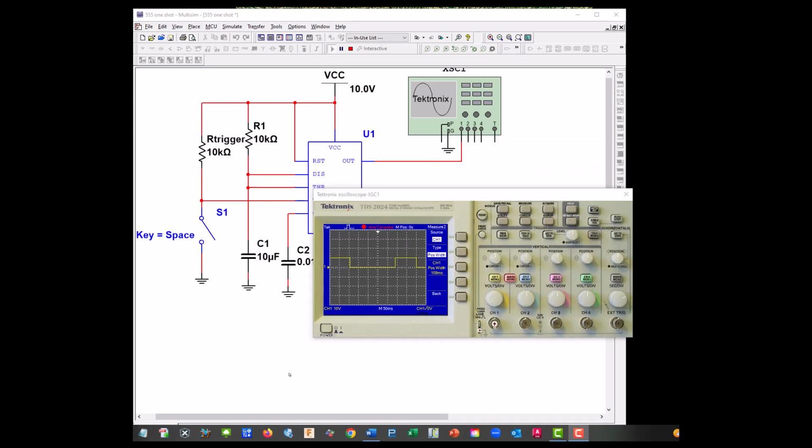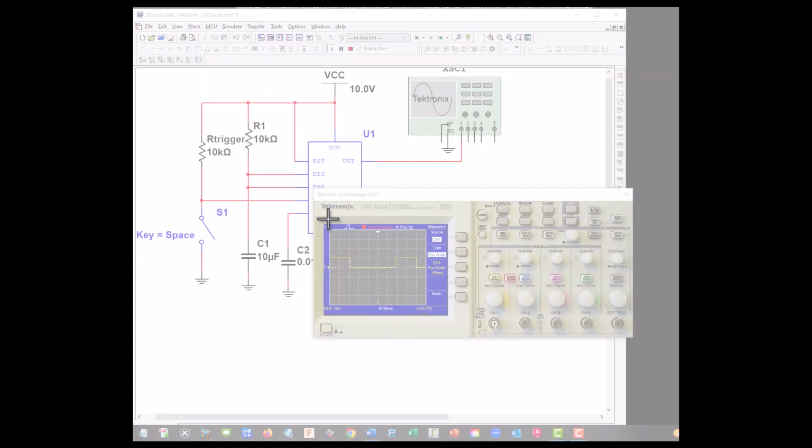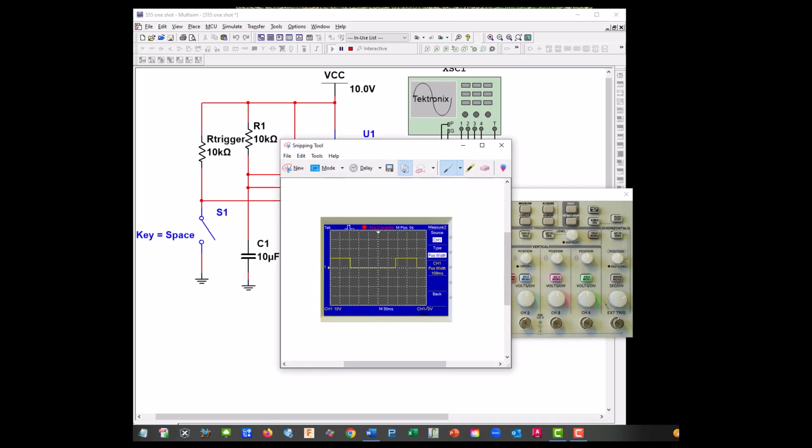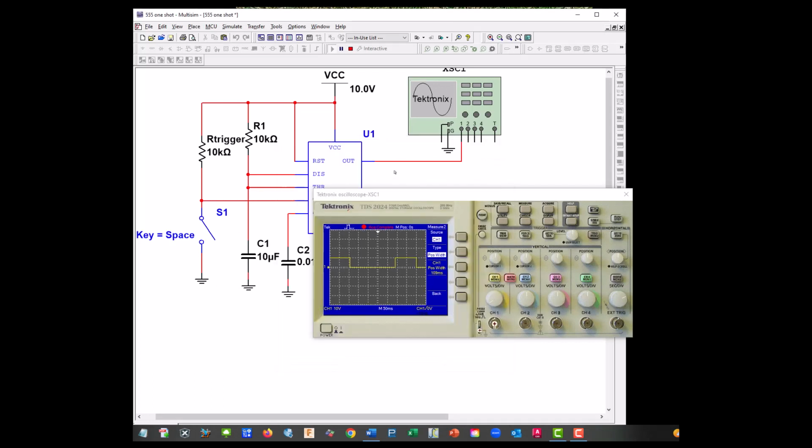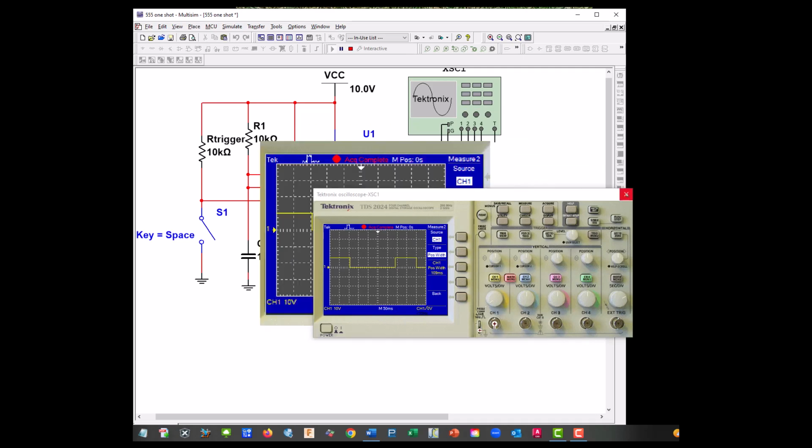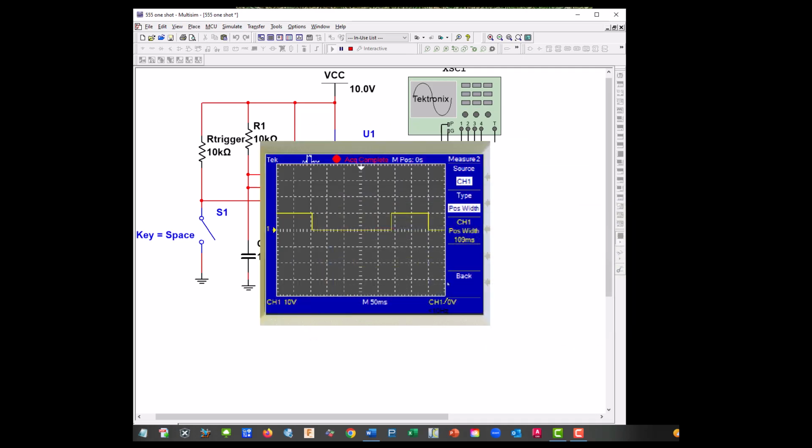Okay, our scope may not be readable as it is, so let's use my snip tool and let's get a larger view. And let's shut down our scope. And there we have our 109 millisecond pulse. And you notice every time that I re-triggered it, it would restart.